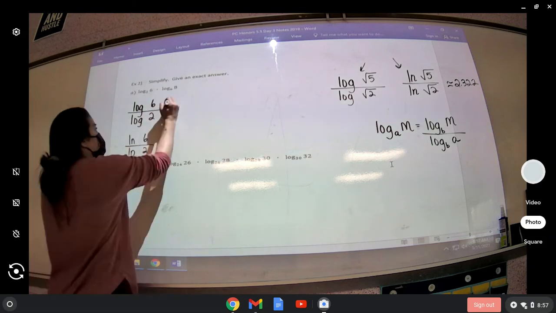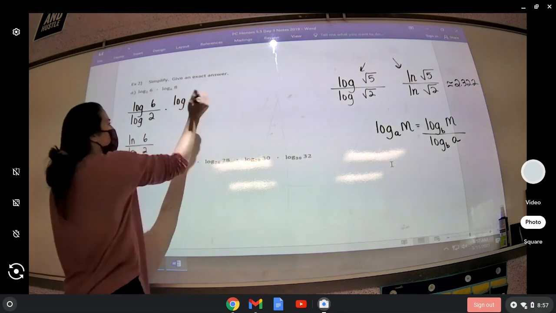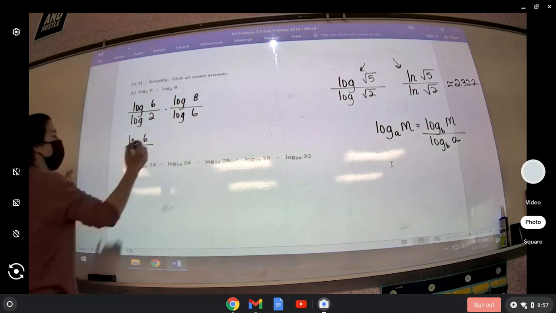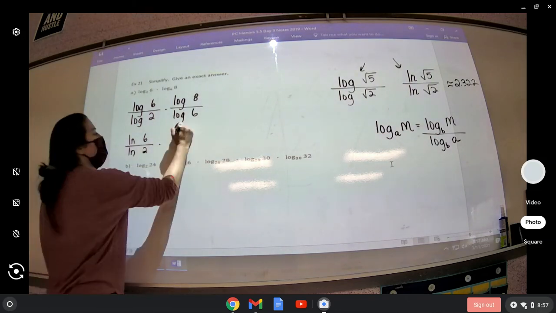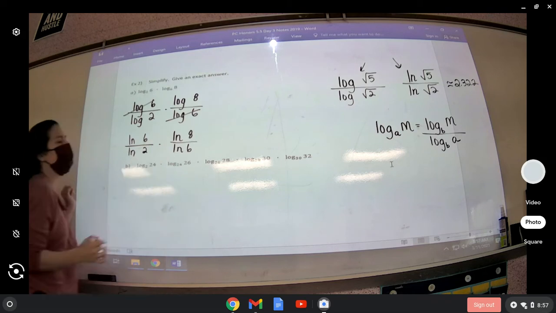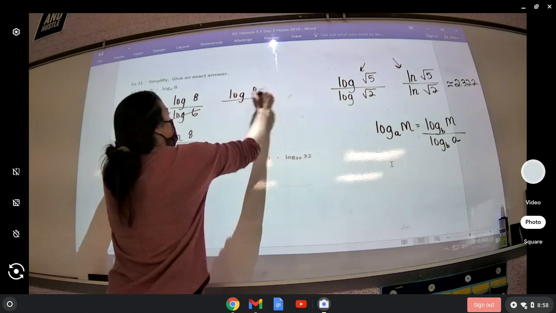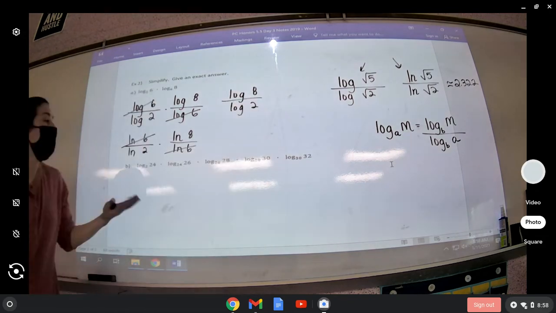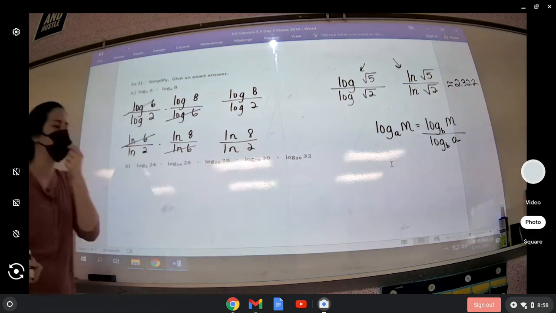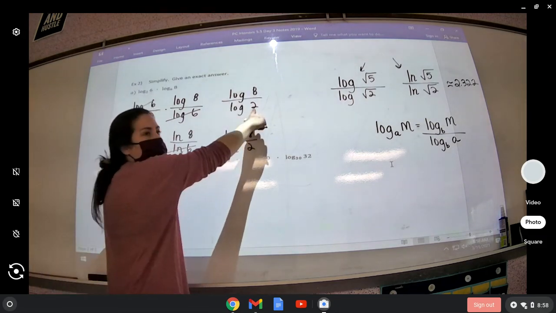I could have gone to a log or I could have gone to a natural log. It doesn't matter. All right, now let's convert this to a base 10 log. So now it becomes the log base 10 of 8 divided by the log base 10 of my old base 6. Again, I could have done the natural log of 8 divided by the natural log of 6. Guys, this and this cancel now, and so do this. So I'm left with the log of 8 divided by the log of 2. Or if you went the natural log route, you'd be left with the natural log of 8 divided by the natural log of 2.